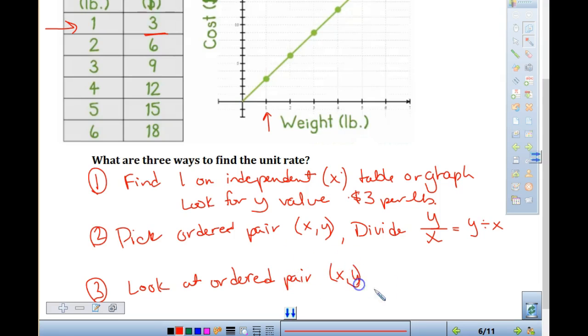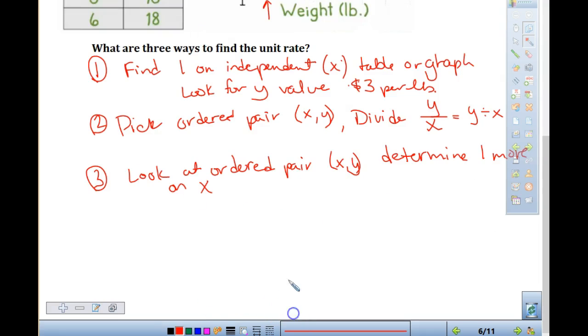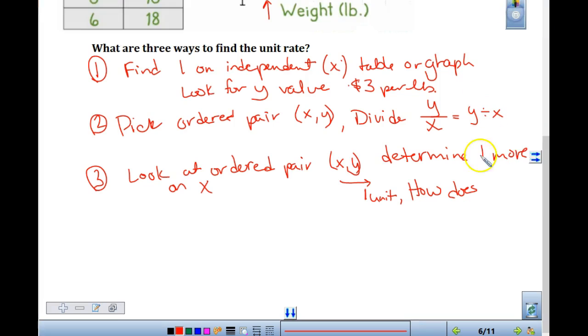X, y. And this time we're going to determine 1 more on the x. So wherever this point is, we're going to move over 1 unit, okay? And we're going to look at how does the y change. So when I am looking at your last 3 examples on the bottom of page 7 and page 8, these are the 3 methods.